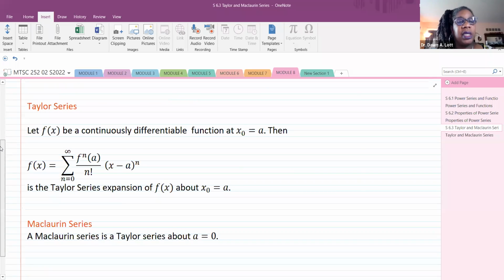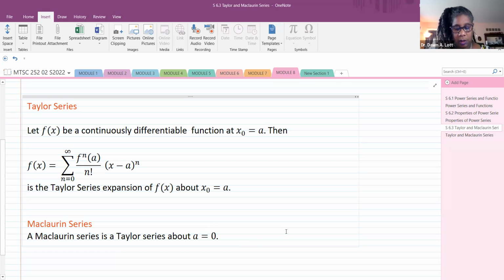And if by chance that a happens to be 0, I can just make that a 0 and just get x to the n, it becomes a Maclaurin series. Any questions about the definition of the Taylor series or the Maclaurin series?